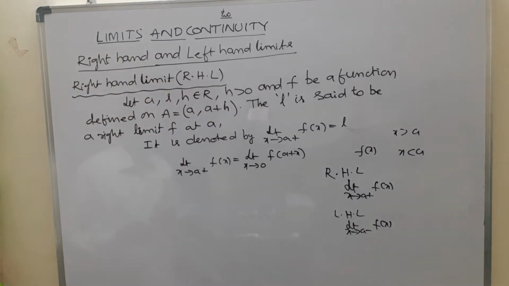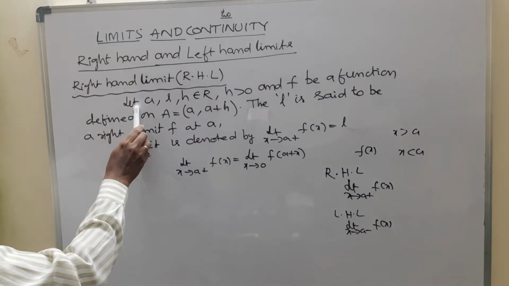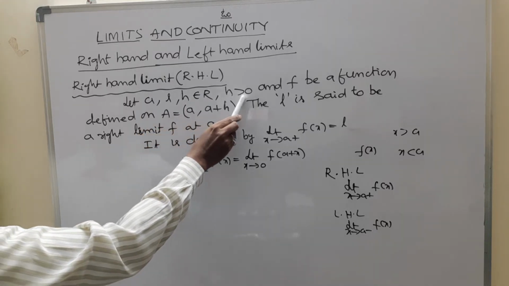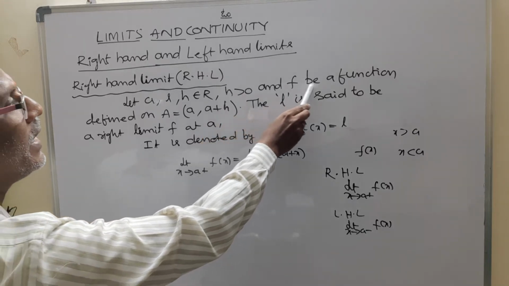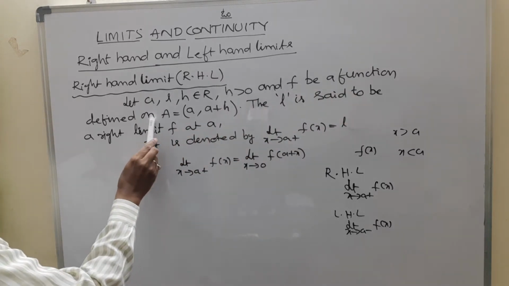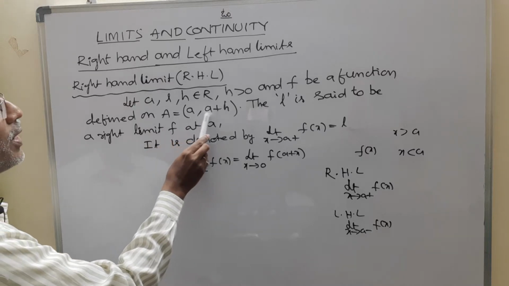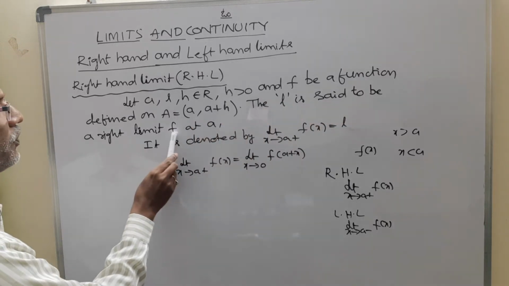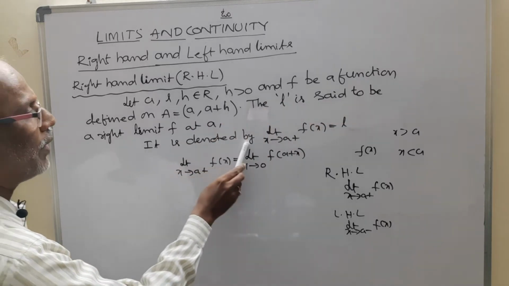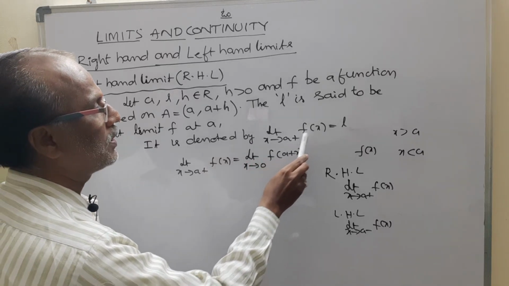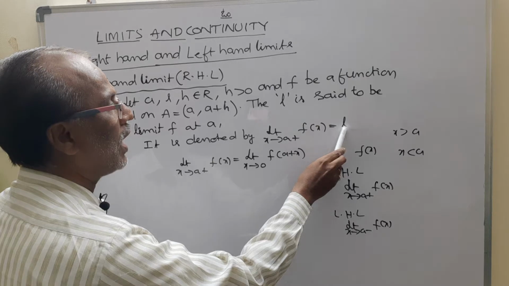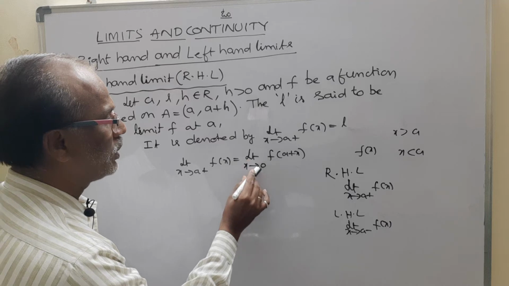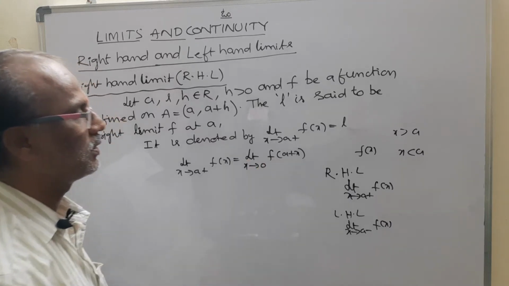Here is the definition of the right hand limit. Let a, L, h belong to R, h greater than 0, and f be a function defined on capital A equal to (a, a plus h). Then L is said to be the right limit of f at a. It is denoted by limit as x tends to a plus of f of x equal to L. Limit as x tends to a plus of f of x equals limit as x tends to 0 of f of a plus x.